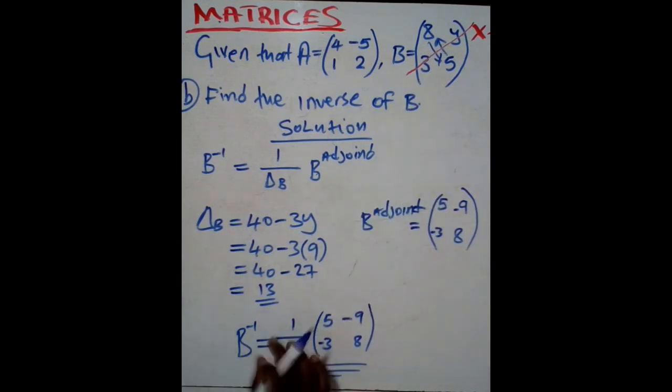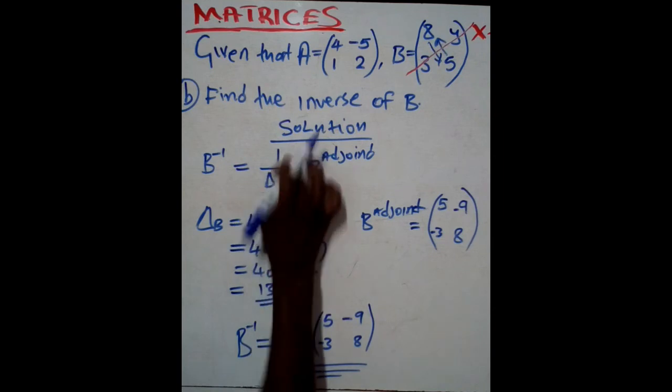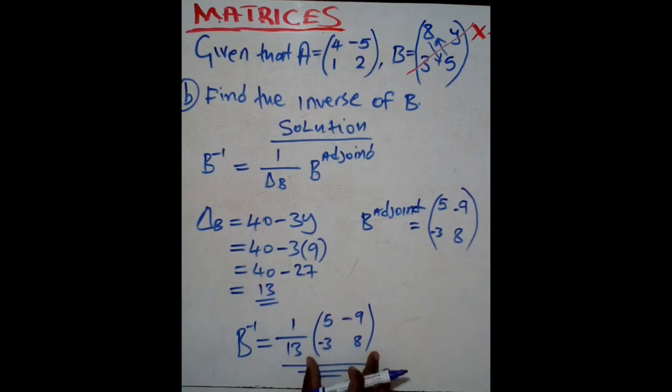After doing that, you find both the determinant and the adjoint. What you do next, you just substitute back, because this is 1 over the determinant, which we got, it's 13. So 1 over 13. Then the adjoint is what we found there. So you substitute back the adjoint like that.